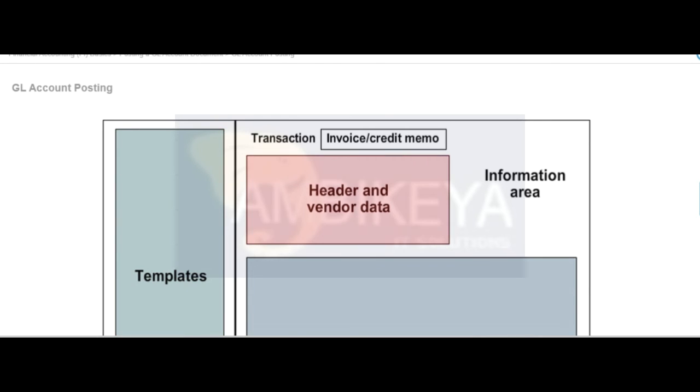Header data. Header data applies to the entire document and includes the posting date and document type. Some of the header data may be displayed only or hidden from the user using editing options. Line item information. Users enter line items for the document in this area. Information area. This area displays the debit and credit totals of the document.